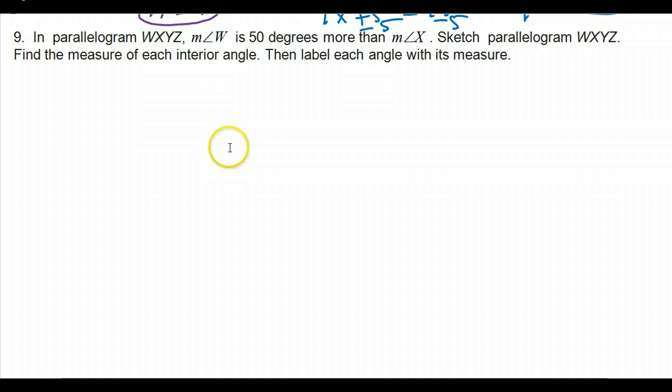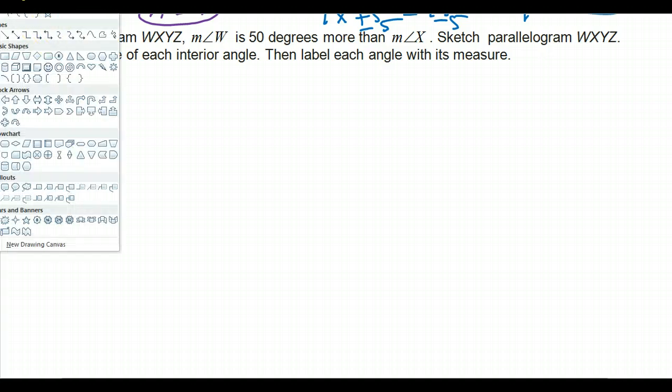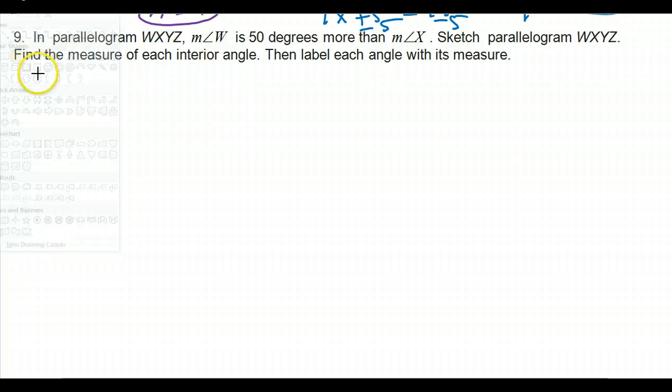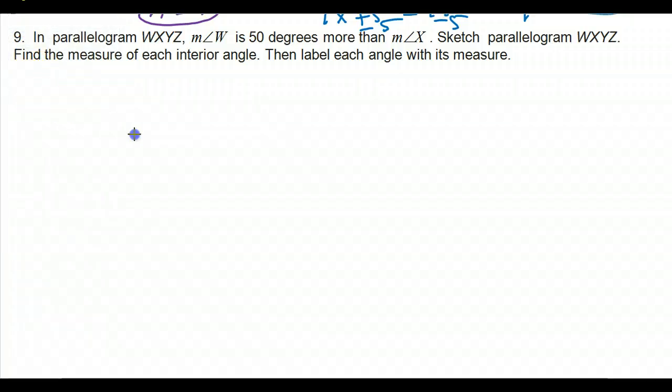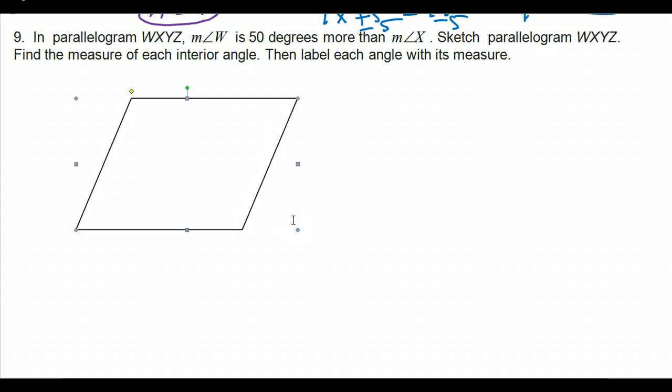All right, it's time to do number 9, the last question of the lesson. Let's go. Let's see. I feel like we're going to need a parallelogram. WXYZ, let's do that. Alright, W is bigger, so I'll let W be one of my obtuse angles. So W, X, Y, Z.